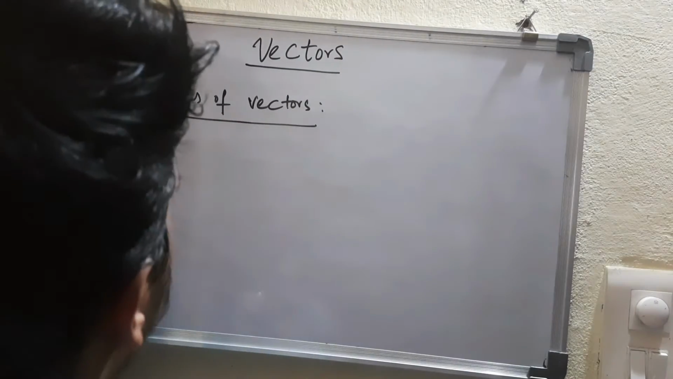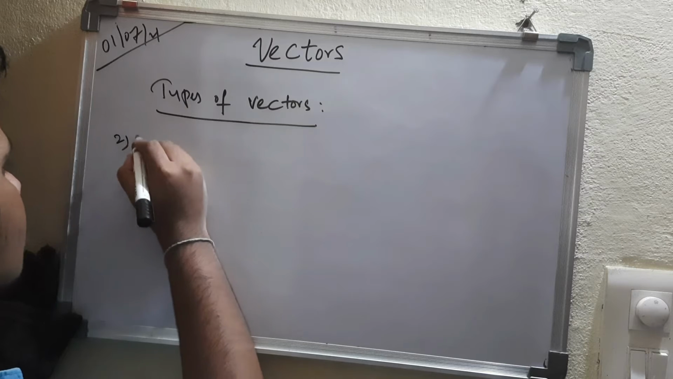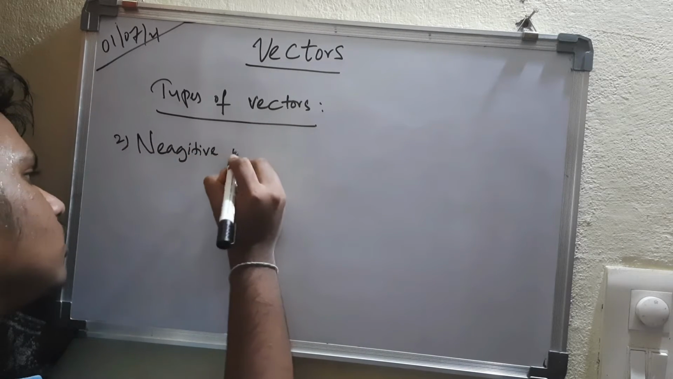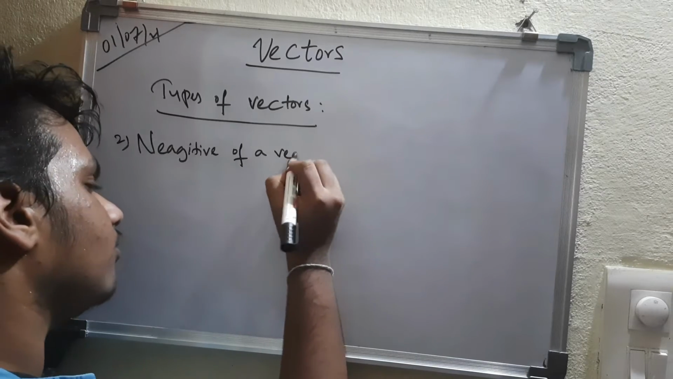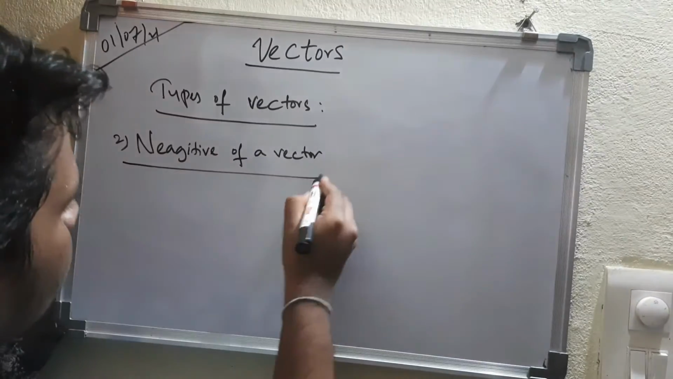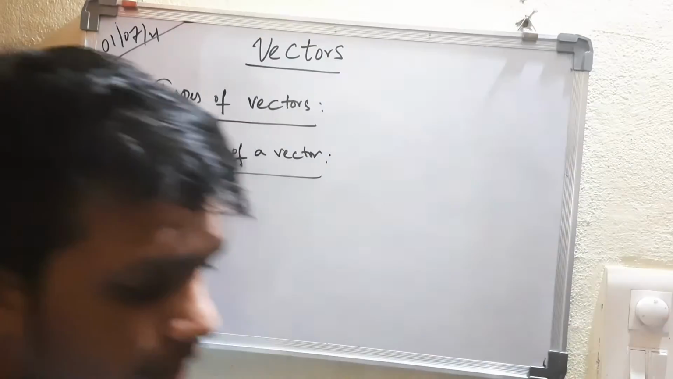Coming to the negative of a vector. I'll refill my marker, okay?